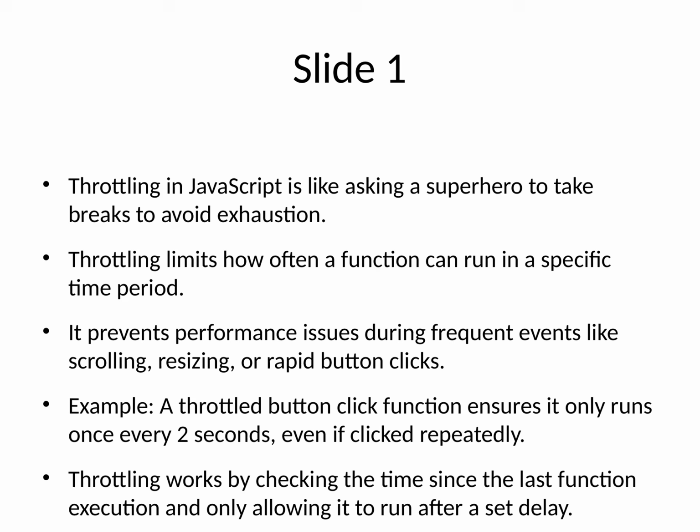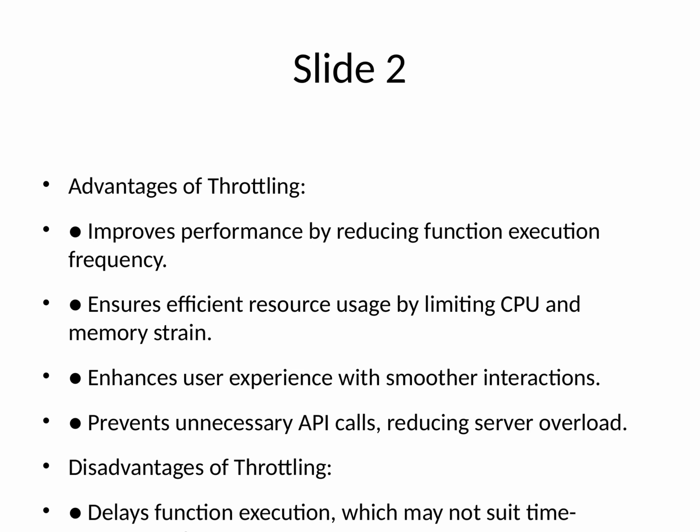Then, you can use this throttle function to control how often another function, like growBalloon, is executed. For example, if you attach the throttled version of growBalloon to a button click event, the balloon will only grow once every 2 seconds, no matter how many times the button is clicked. Throttling works by ensuring that even if an event is triggered repeatedly, the associated function only runs at defined intervals.